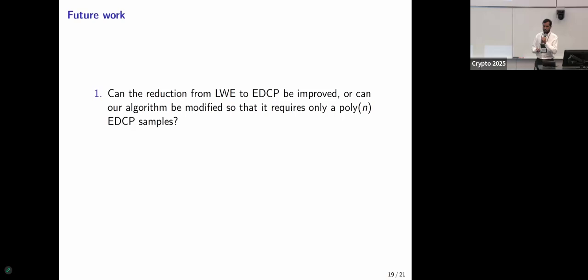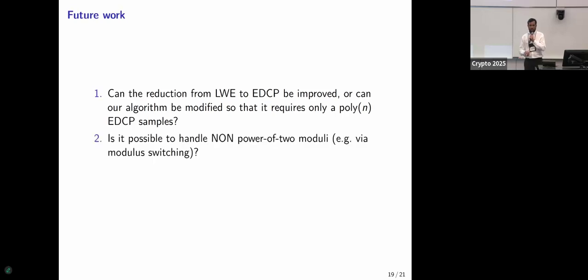And these are the future questions we have. There are two things we can do. First, can we improve the reduction from LWE to EDCP, so that it can give more samples than polynomial? And the other thing is, can we modify our algorithm so that it needs only a polynomial number of samples, even if it takes sub-exponential time? In that case, we would have an algorithm for LWE which works in sub-exponential time.